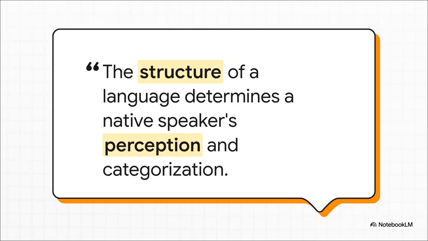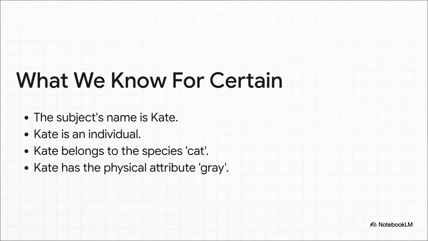And this brings us to this really fascinating idea in linguistics. This quote is basically saying that the grammar of your native language actually shapes how you organize your thoughts. So an English speaker might naturally prioritize the individual's name first, while a Portuguese speaker might prioritize what kind of thing it is first. It's two different paths that arrive at the exact same meaning. Wild, huh? So after our whole investigation, let's just review the cold, hard facts we've established.